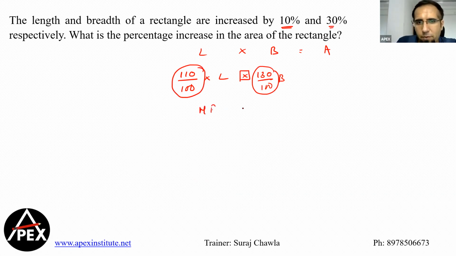So whenever you have multiplying factor into multiplying factor, that is nothing but successive percentage increase. Is this clear? 4C7.